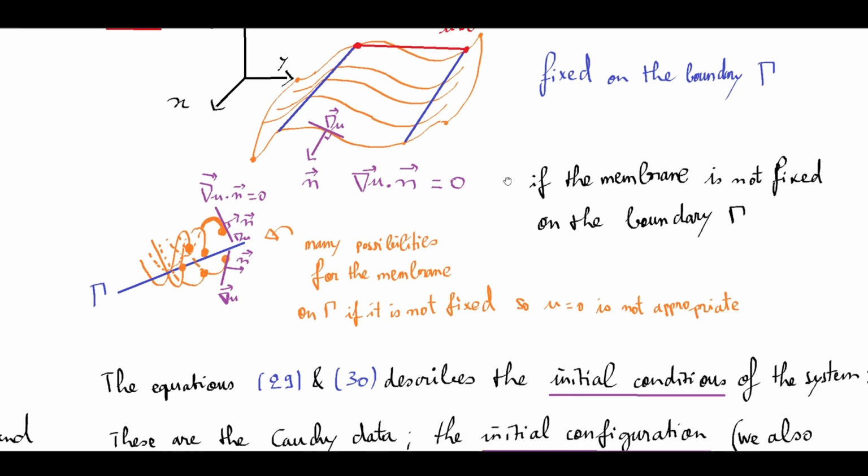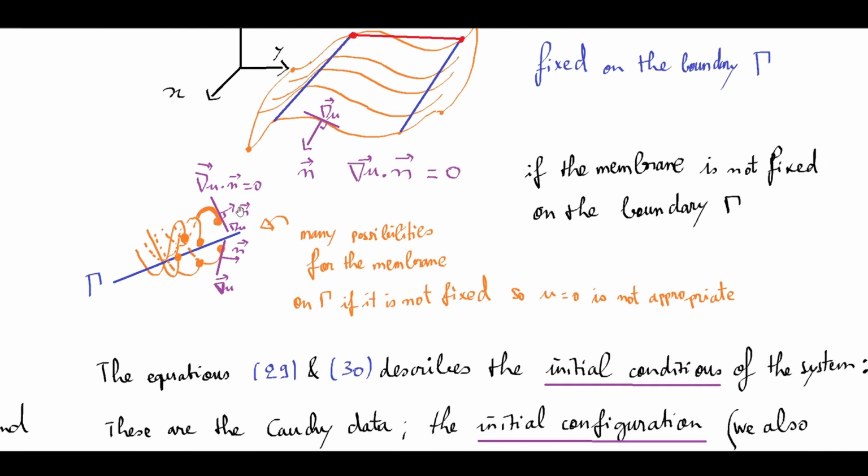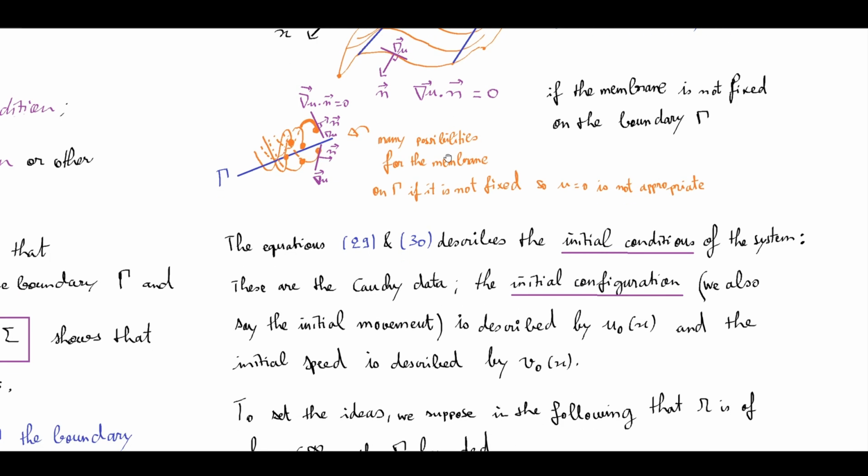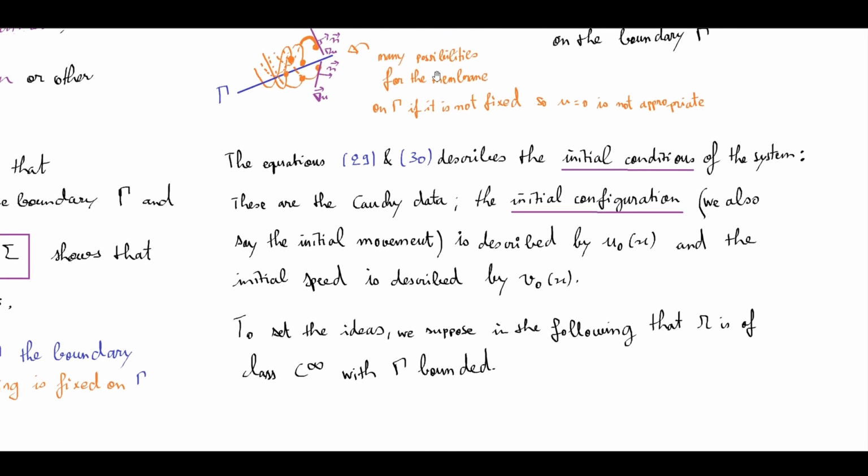Here on this other scheme, we see that we have many possibilities for the membrane on gamma if it is not fixed. So u equals 0 is not appropriate. It is not an appropriate condition. The equations 29 and 30 describe the initial conditions of the system. These are the Cauchy data. The initial configuration, we also say the initial movement, is described by u0(x), and the initial speed is described by v0(x). To simplify, we will suppose in the following that omega is of class C infinity with gamma bounded.